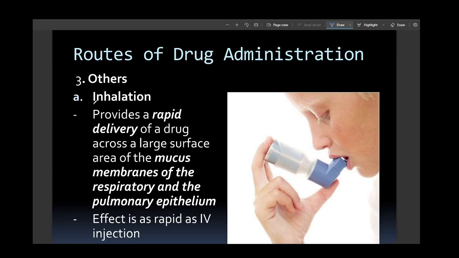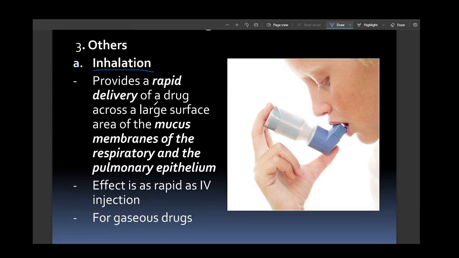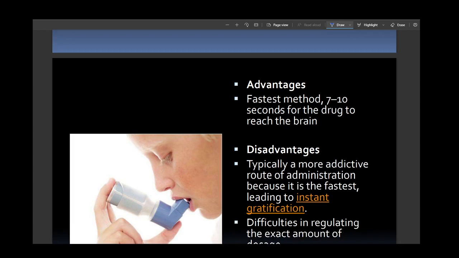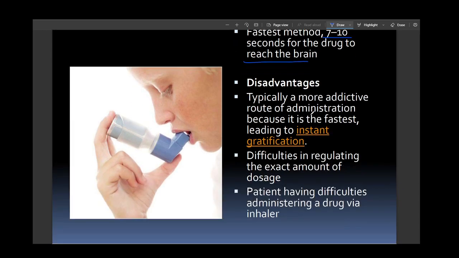Then there is the inhalation. Others. For example, there is a rapid delivery of the drugs across the large area of the mucous membranes of the respiratory system and the pulmonary epithelium. The effect is as rapid as IV injection for gaseous drugs, for example salbutamol, albuterol. The advantage is faster methods, 7 to 10 seconds for the drug to reach the brain. Disadvantages are the most addictive route of administration, instant gratification. It means instantly.